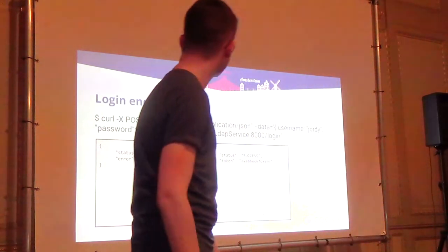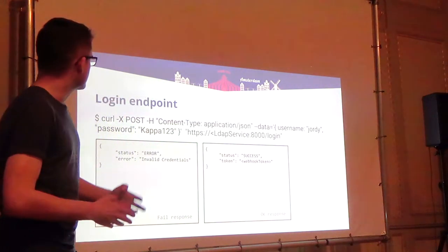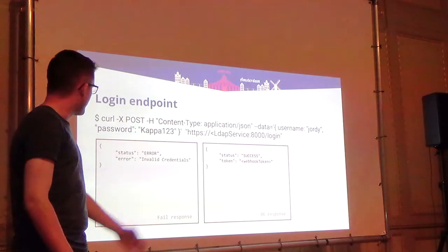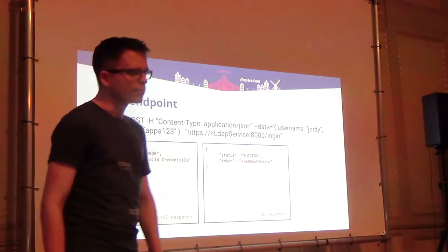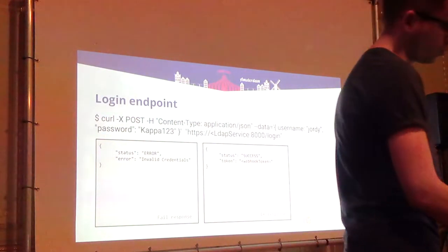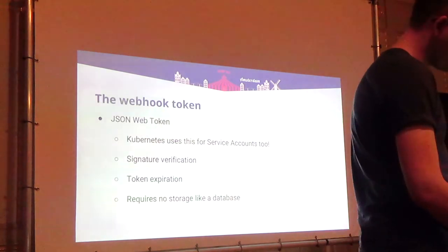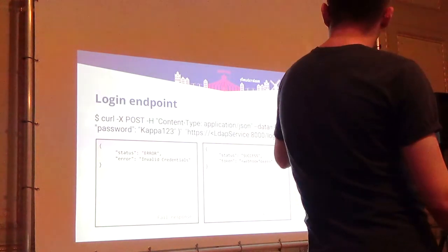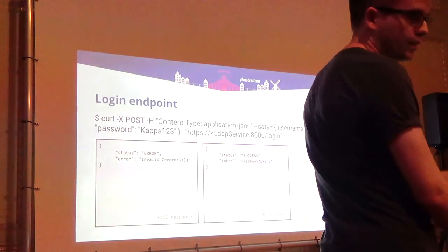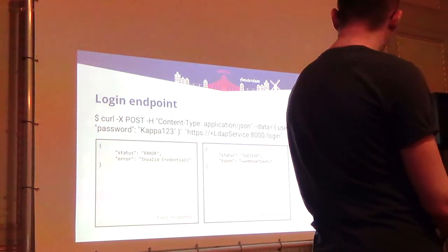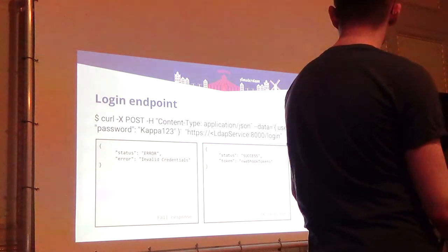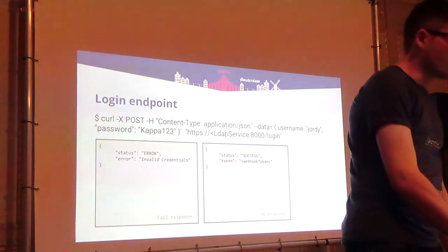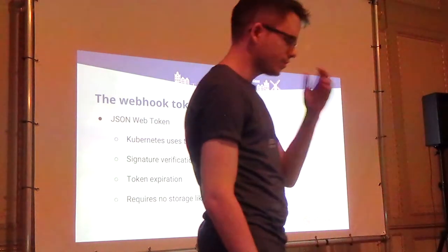The first one is obviously the login endpoint, and as you can see, a simple curl request with some JSON payload, username and password, to an LDAP service login URL, obviously HTTPS. Basically, if you fail, you get an error, such as invalid credentials or some LDAP server down or anything else. If it succeeds, you get a webhook token. And this webhook token is a JSON web token.